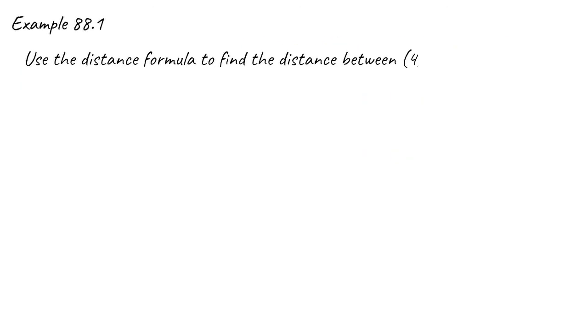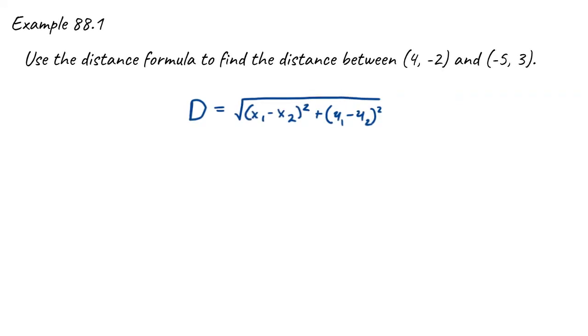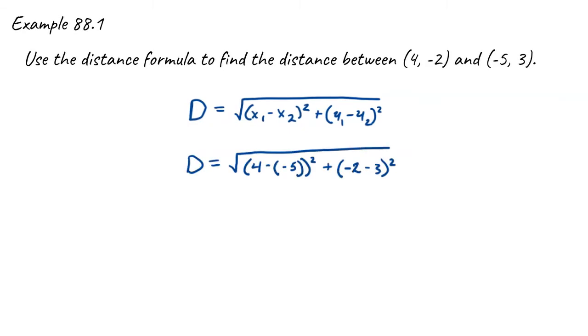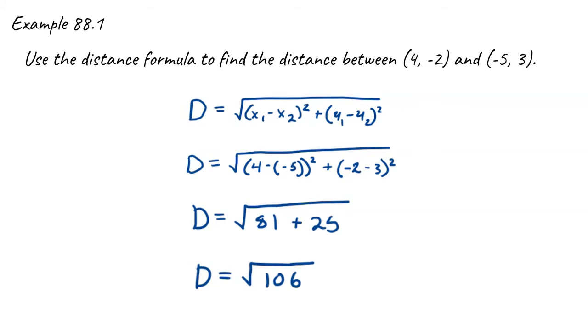In example 88.1, we're going to use the distance formula to find the distance between (4, -2) and (-5, 3). So first we write in our distance formula, then we drop in our points, and we calculate those to 81 plus 25, and we find that the distance of the hypotenuse, or the length of the line between those 2 points, is the square root of 106.